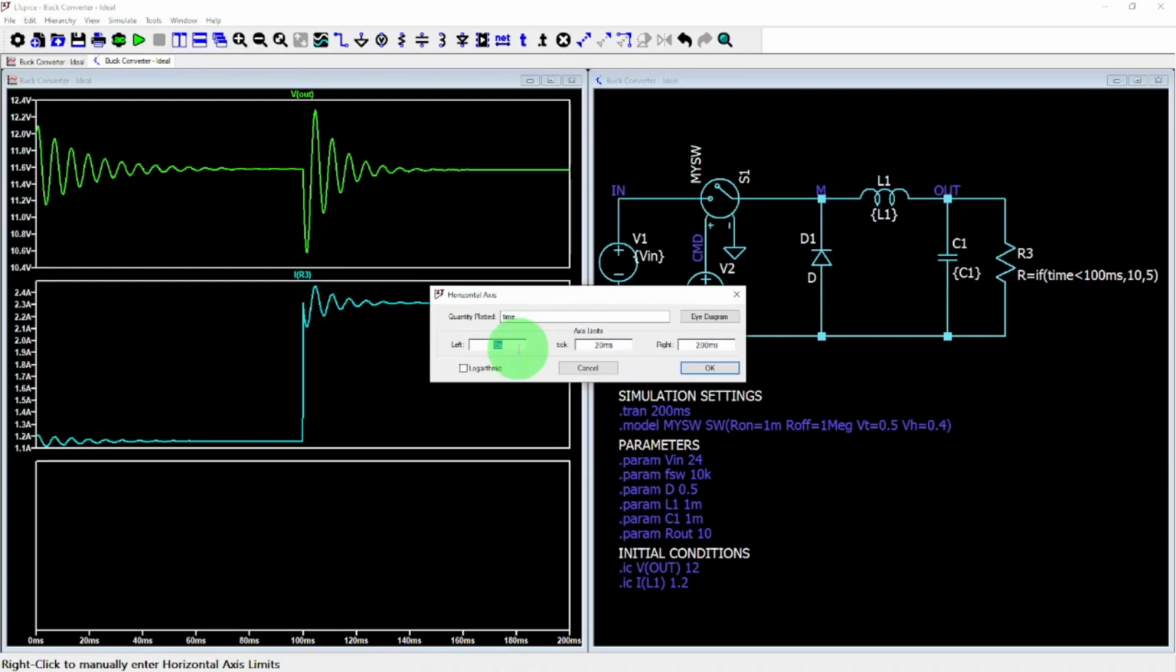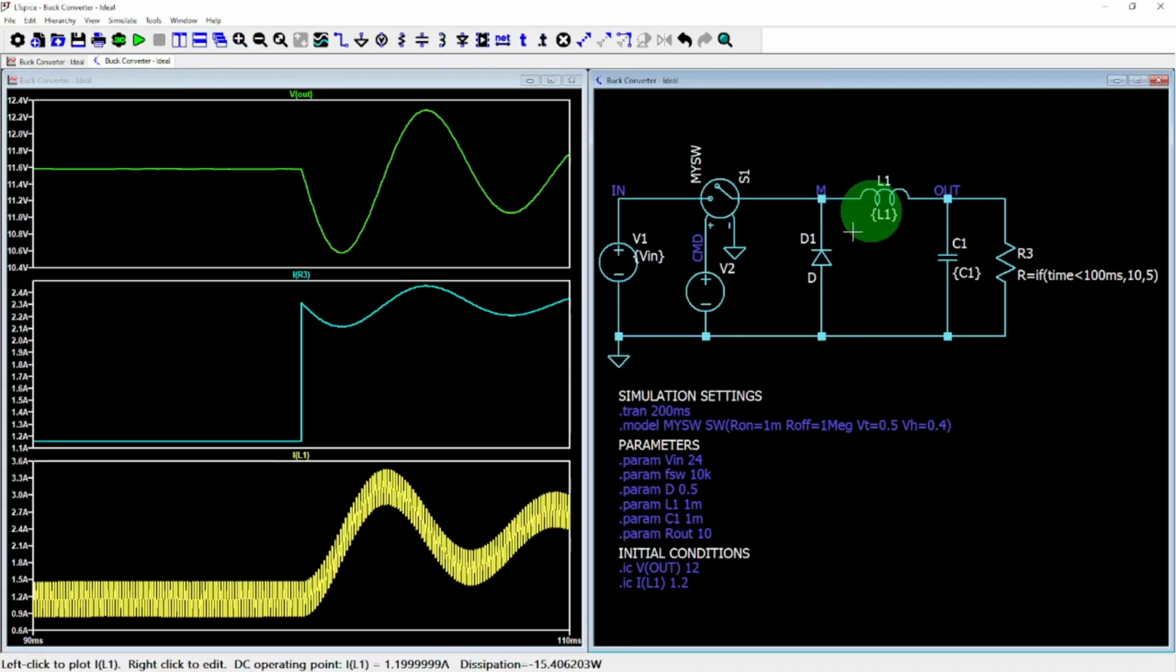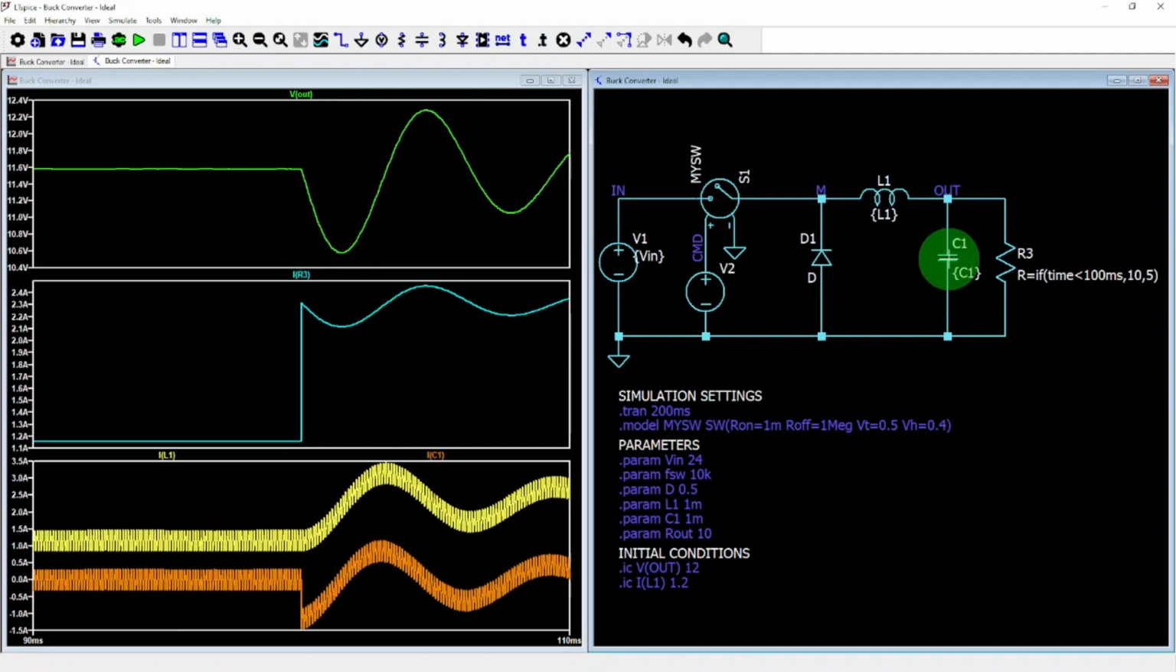To better understand where the voltage dip comes from, let's adjust the horizontal scale to between 90 and 110 milliseconds and plot the inductor and capacitor current. We see that at 100 milliseconds, the output current instantly doubles. Since the inductor resists a sudden change in current, the output capacitor temporarily supplies the excess current. This causes a dip in the output voltage while the inductor current ramps up to meet the new demand.